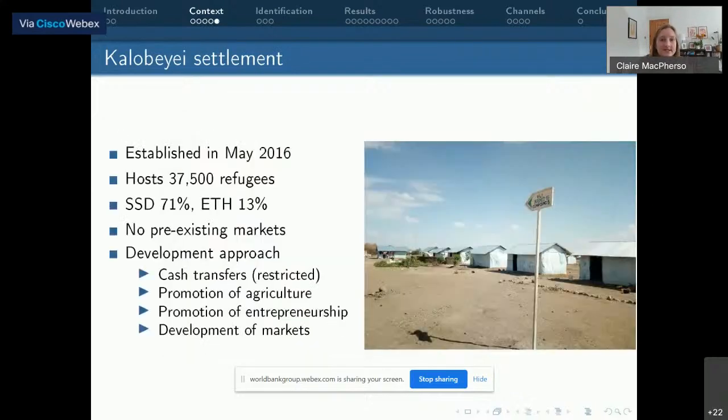In May 2016, a refugee site called the Kalobeyei settlement was opened just 3.5 kilometers away from the old Kakuma camp. The Kalobeyei settlement offers a radically different approach to refugee assistance, with the aim of fostering the self-reliance of refugees and the host communities by providing them with better livelihood opportunities.